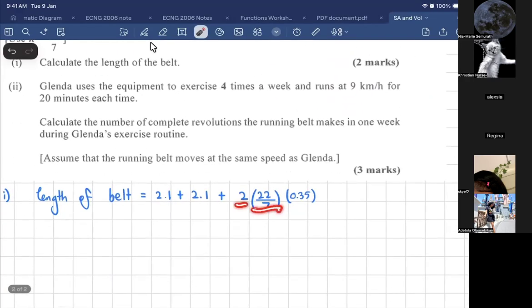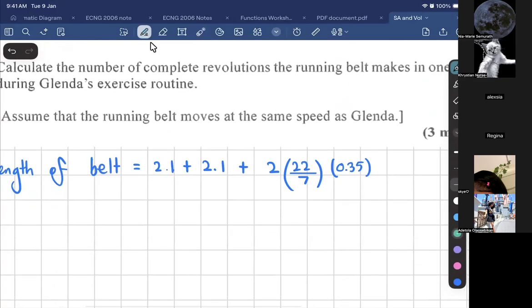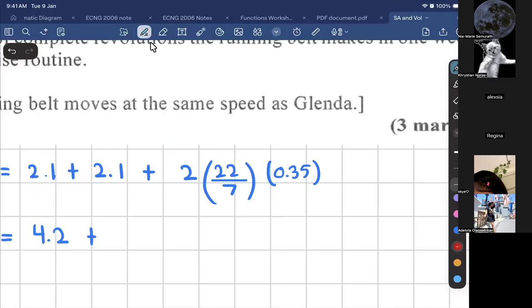So 2 by 22 over 7 by r, which is 0.35. Let's quickly calculate this thing. What's 2.1 plus 2.1? Guys, what's 2.1 plus 2.1? 4.2. Right. 7 into 7 is 1. 7 into 35 is what? 5. Yeah, so 0.35 over 7 is just actually 0.05.